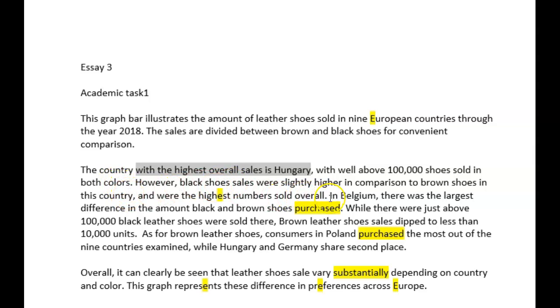In Belgium, there was the largest difference in the amount of black and brown leather shoes purchased, while there were just above 100,000 black leather shoes sold there, see, you didn't need this word. Brown leather shoe sales dipped to less than 10,000 units. As for brown leather shoes, consumers in Poland purchased the most out of the 9 countries examined, while Hungary and Germany shared second place.